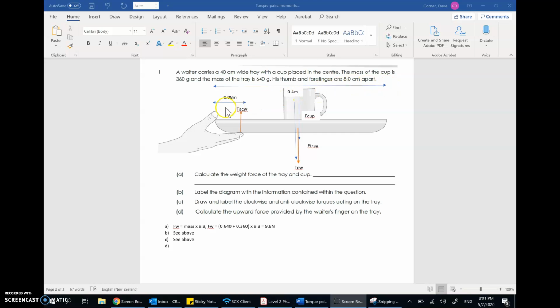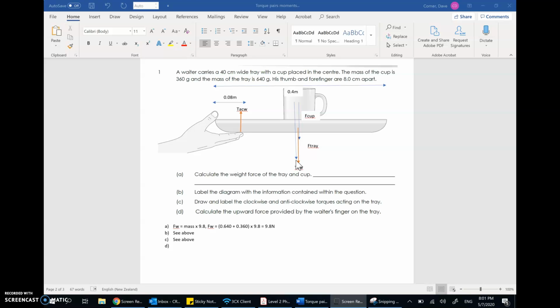The distance from the thumb to the finger is 8 centimeters or 0.08 meters, which is there. Then we've got the weight or the force of the cup downward, which is that arrow there, and then the weight of the tray downward, which is that one there. The tray arrow is longer than the cup one because it's a greater mass.